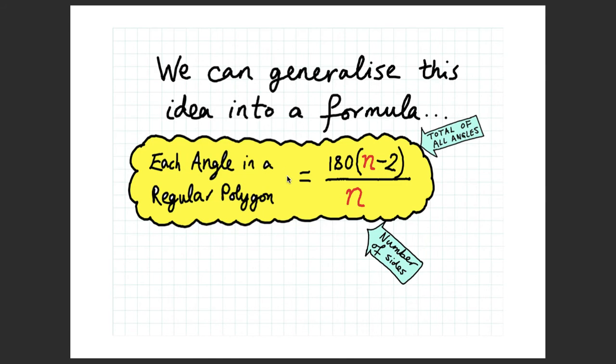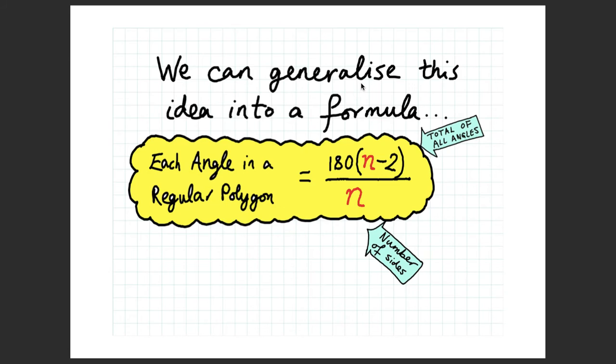So if I want to know what each angle has to be in a regular pentagon, for example, this formula is for a polygon generally, but for a pentagon that's 5 sides, so I stick 5 in there for n, and working out what that all comes to will give me what each angle in a regular pentagon would be.